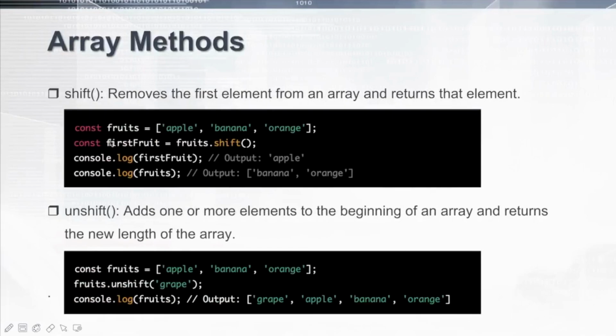In this video, we want to look at two methods on the array. Two array methods. We have the shift and unshift. So these look like they're opposite each other, right? So we have the shift. Shift removes the first element from an array and returns that element.